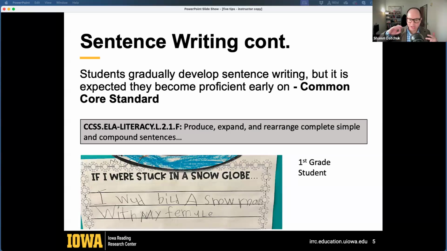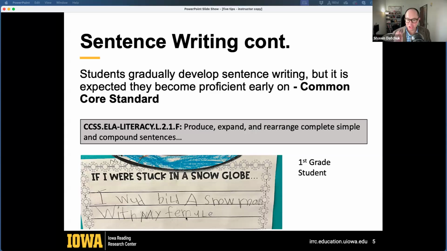And we know that sentence writing, we can't turn it on and off at the flick of a switch. All the skills involved in sentence writing, text writing, sentence structure build up gradually. So here's an example of a first grade student. So I ended up cutting off the cute arts and craft activity that happens above here. But there was a colored in snow globe here at the top, and it said, "If I were stuck in a snow globe, dot dot dot." And this first grade student said, "I would build a snowman with my family."